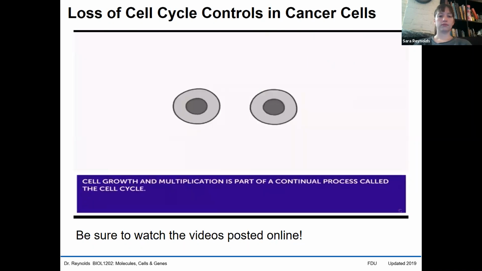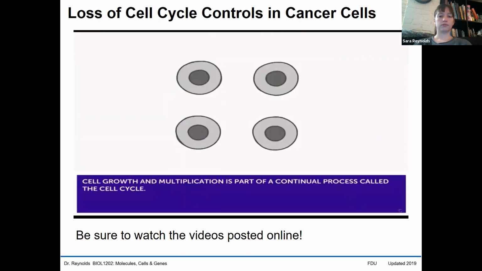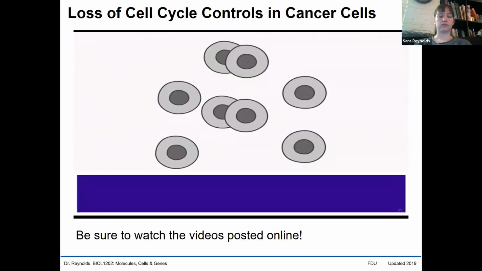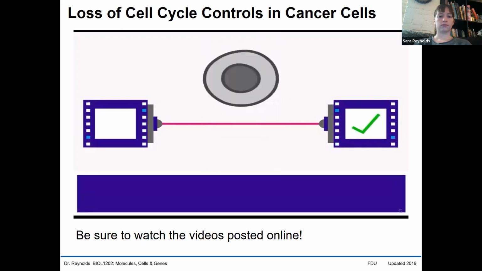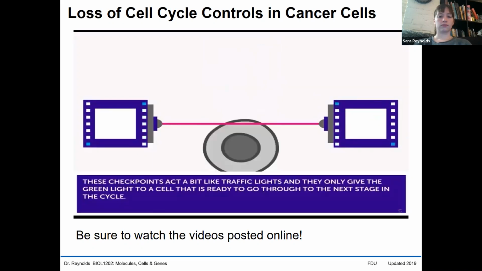Cell growth and multiplication is part of a continual process called the cell cycle. To move through the different stages of the cell cycle, each cell has to go through a series of checkpoints. These checkpoints act a bit like traffic lights, and they only give the green light to a cell that's ready to go through to the next stage in the cycle.